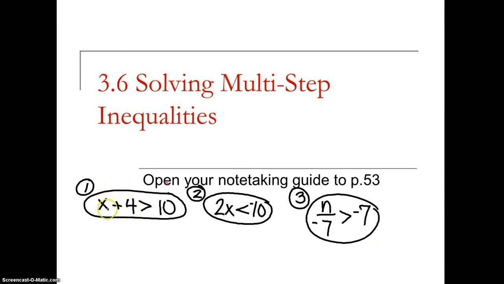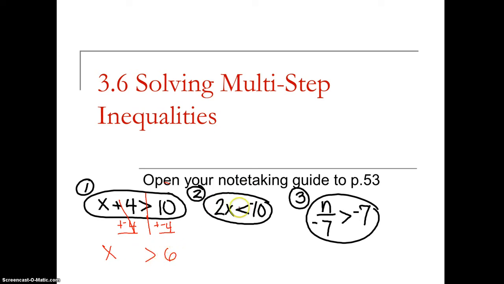So number 1, x plus 4 is greater than 10. Remember, we're trying to clear the side with the x. That means we need to get rid of the adding 4. To do that, I add negative 4 to both sides. And remember, this inequality symbol separates the sides. This becomes 0, you're left with x. This becomes 6, and this does not flip. Okay, remember, when we add or subtract, it has nothing to do with flipping the inequality.